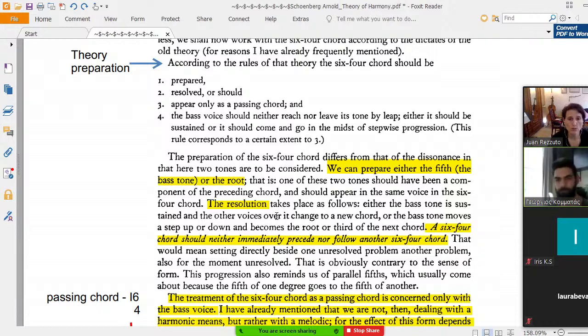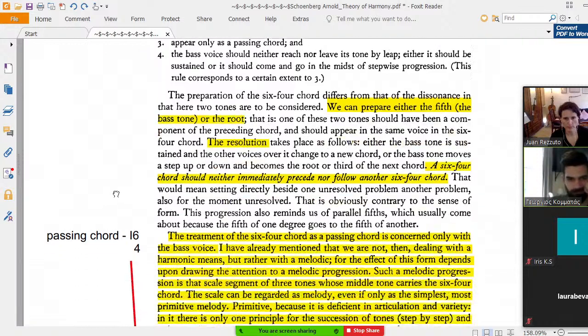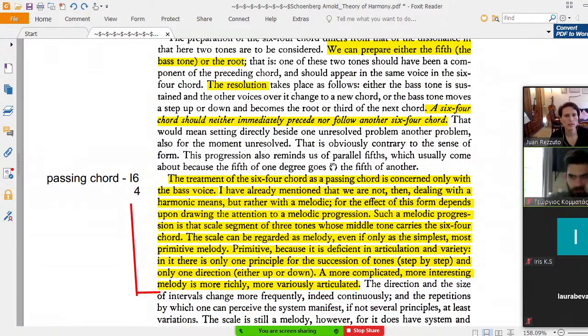A 6-4 chord should neither immediately precede nor follow another 6-4 chord. Rule. Why? That would mean setting directly beside one unresolved problem another problem. That's the explanation. Also, for the moment, unresolved. That is obviously contrary to the sense of form. This progression also reminds us of parallel fifths, which usually come about because the fifth of one degree goes to the fifth of another.